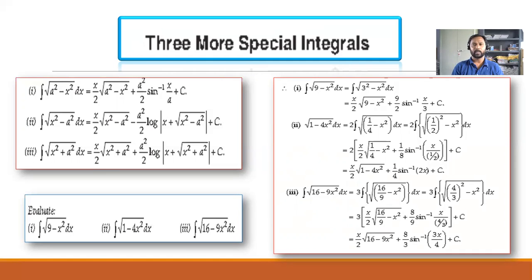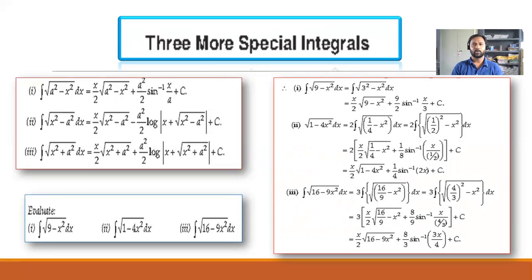Second, integral root of 1 minus 4x square dx. 4 is to be taken outside, since the coefficient of x square should be 1. So when 4 is taken out of the root, it will be 2 integral root of 1 by 4 minus x square dx. That means 1 by 2 whole square minus x square dx. Again apply integral root of a square minus x square dx.